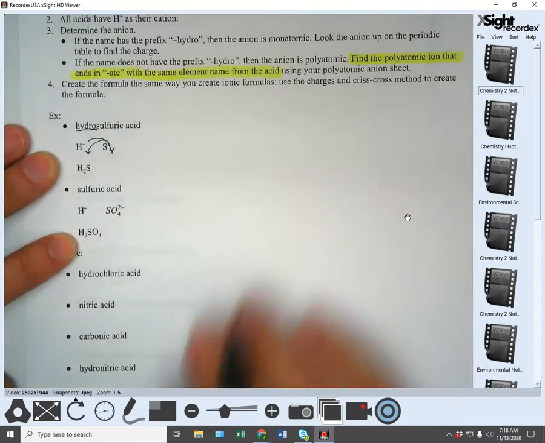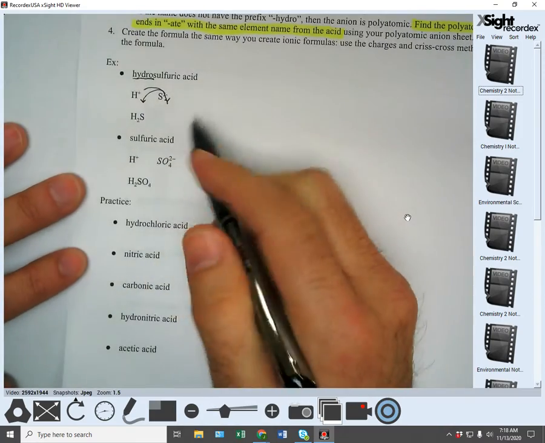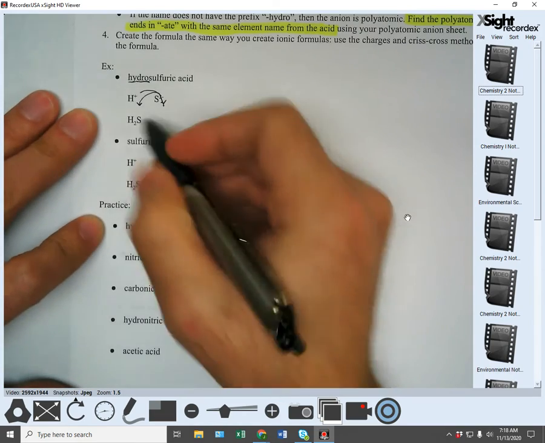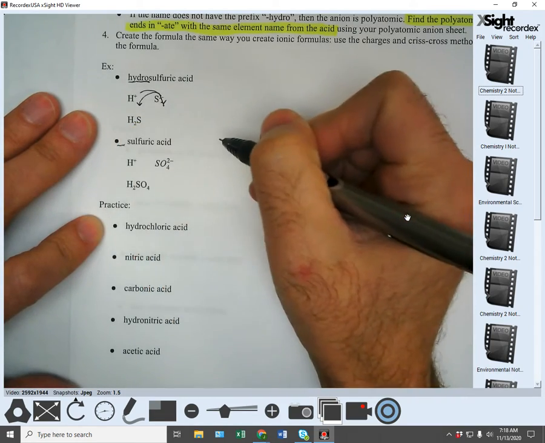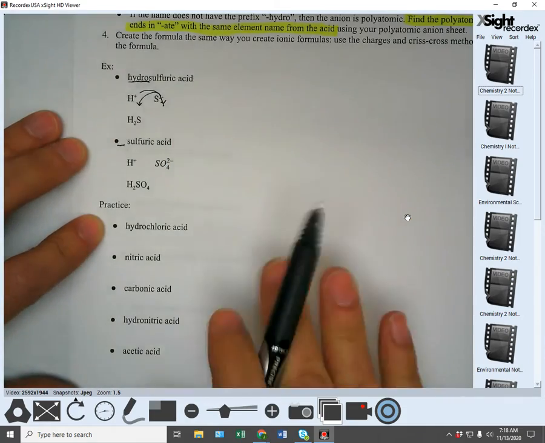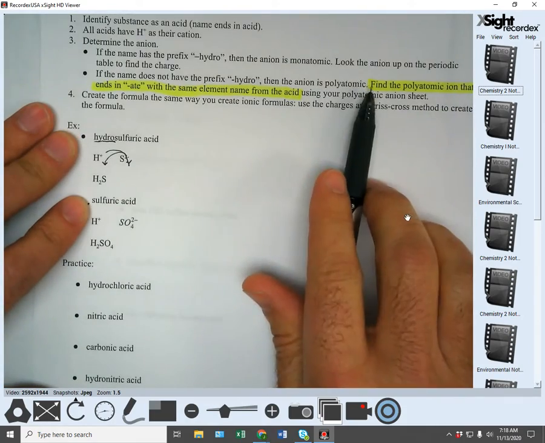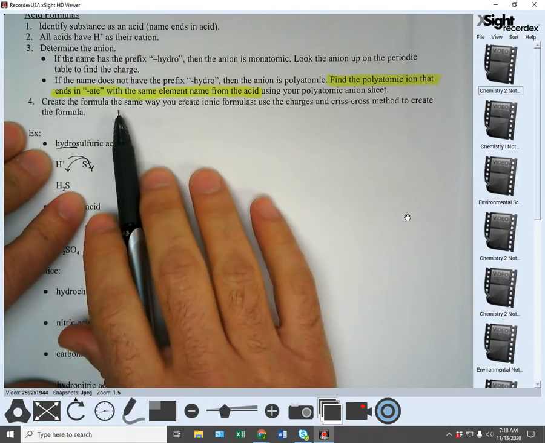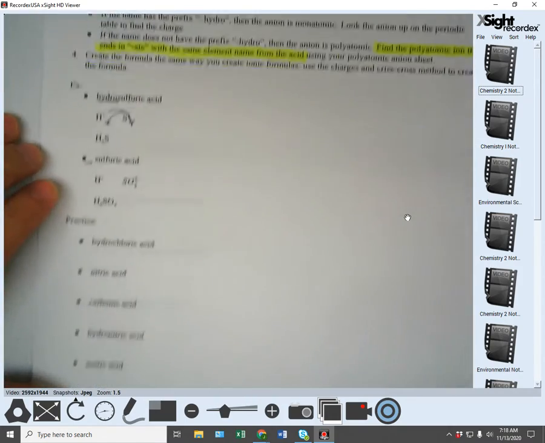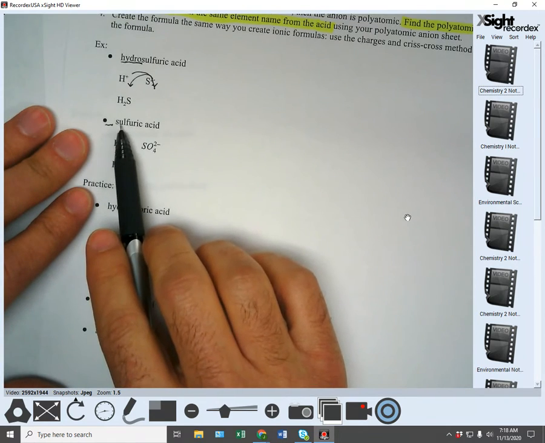All right. Let's take a look at sulfuric acid. Again, acids, we start with H plus 1. There's no hydro at the beginning. So what this tells us we need to do is we need to use the polyatomic. Find the polyatomic ion that ends in ate with the same element name as the acid. So we want sulfate.